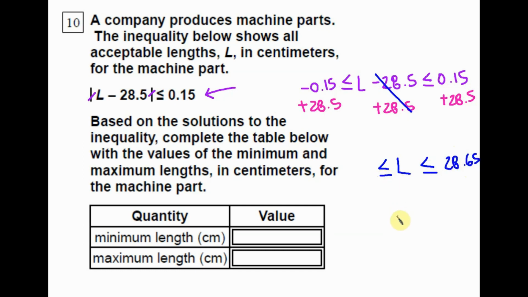That is greater than or equal to, when you are subtracting 0.15 from 28.5, you will get 28.35. And this is going to be your minimum, where this is going to be your maximum. So the minimum length here will be 28.35 centimeters. Maximum length will be 28.65 centimeters.